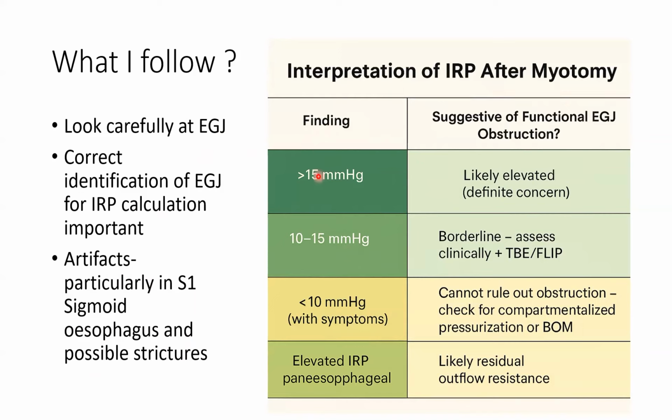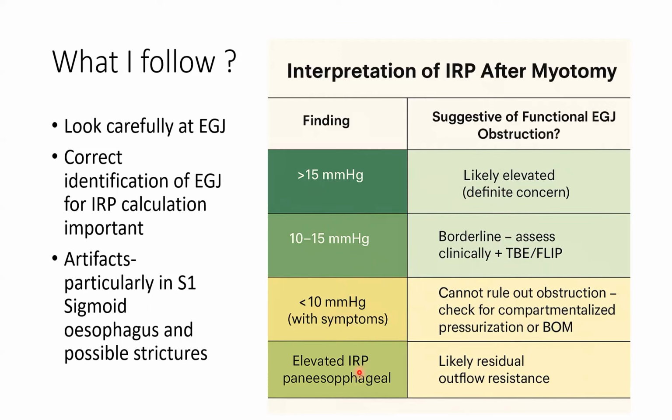If you have more than 15, that's definitely of a concern, elevated. That patient possibly has a functional obstruction even after a myotomy. Between 10 to 15, where most of the patients will lie, those are borderline, and you may have to assess clinically and add a timed barium esophagogram. Less than 10, we still cannot rule out compartmentalization, but look for things like blowout myotomy, or look for some other issues with the patient which is causing those symptoms.